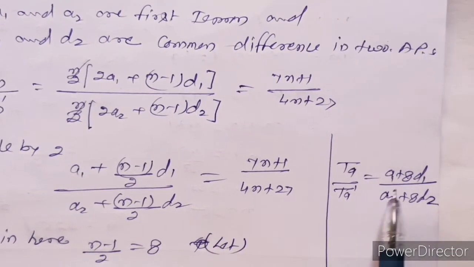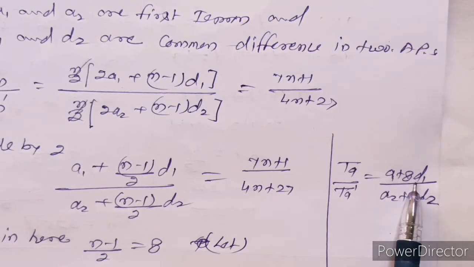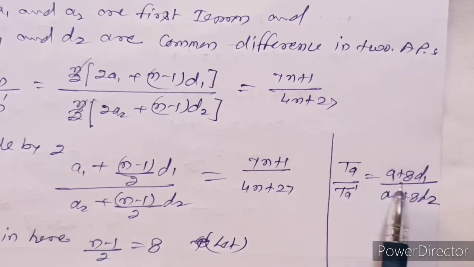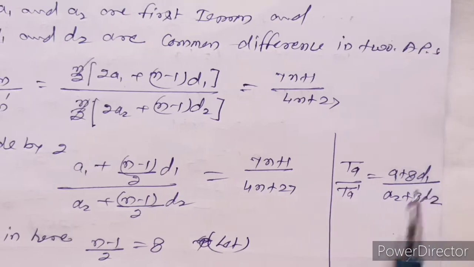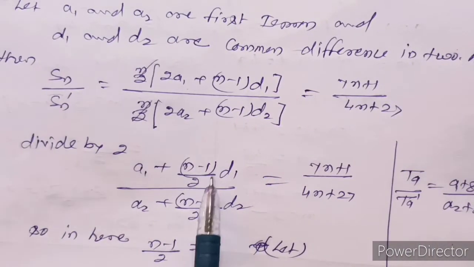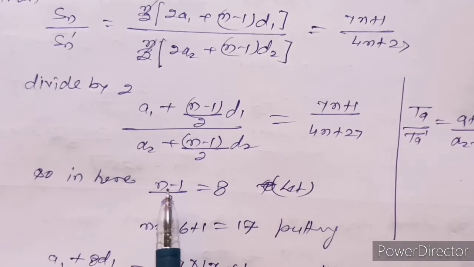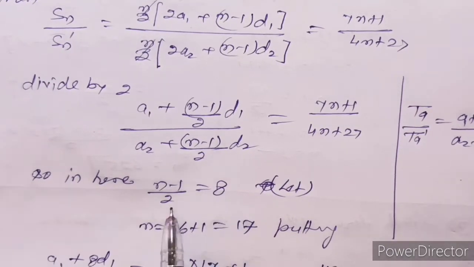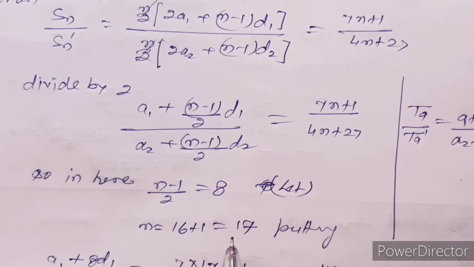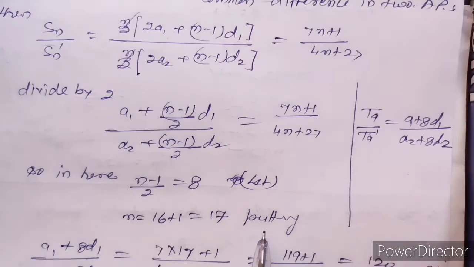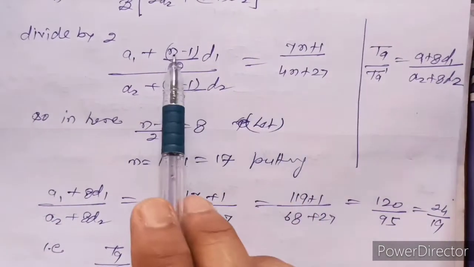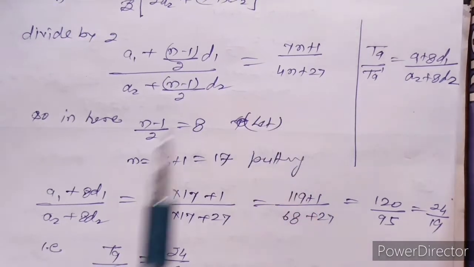9th term, what is the 9th term? 9th term is called a plus 8d, a1 plus 8d1. So you will find the value of n minus 1 in place of 8. So putting the value n minus 1 upon 2 equals to 8, and after solving you get the value of n equals to 17. Now we put the value of n as 17 in this given equation and find the value.